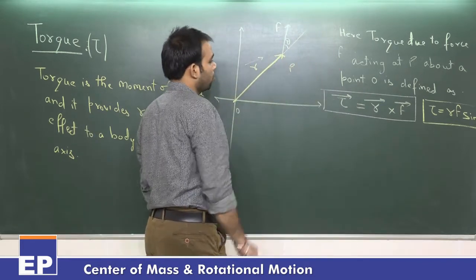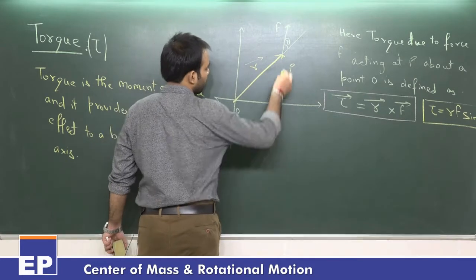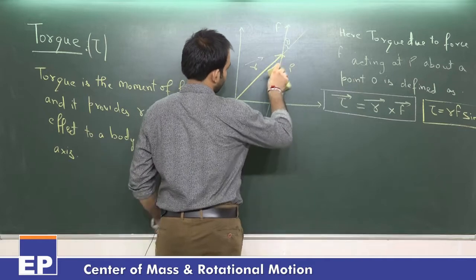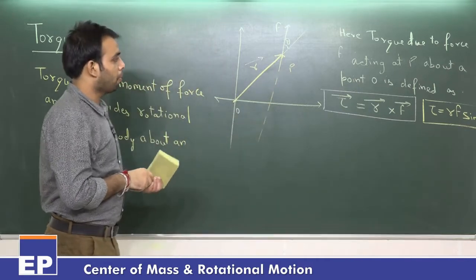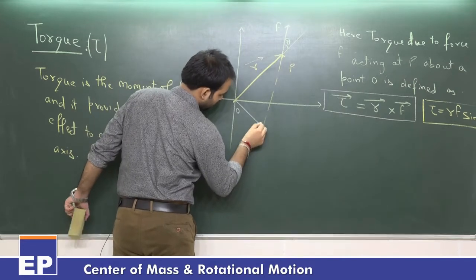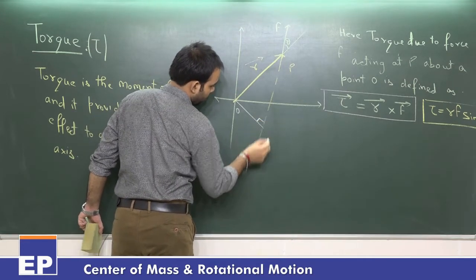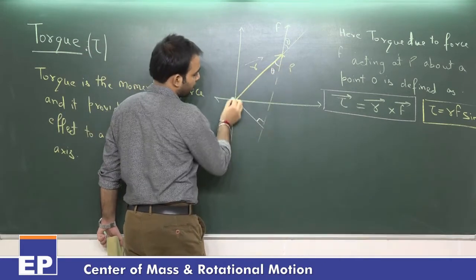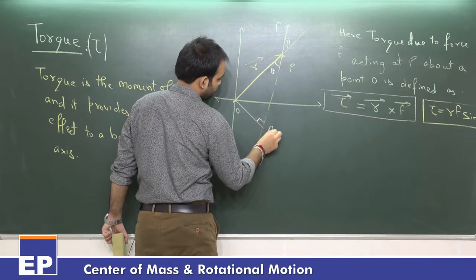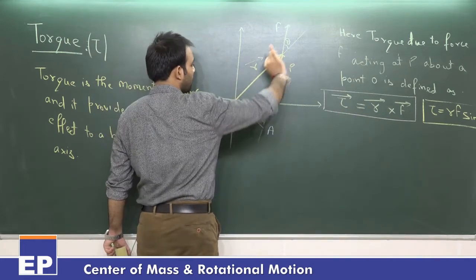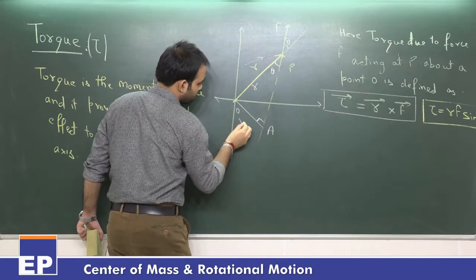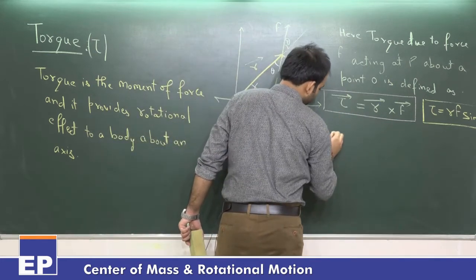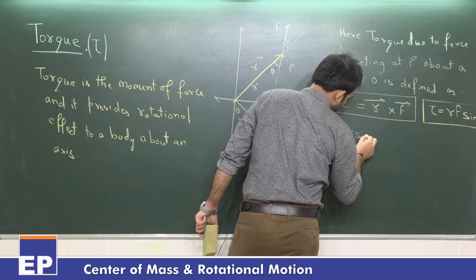If you look at it, you can easily see. People also often define it like this: extend this force a little, and now drop a perpendicular from there. This is the perpendicular I have drawn. If this angle is theta, this is also theta. This is the hypotenuse of this triangle. So how much is this, if I call it A? OP is R, so this comes out to be R sin theta. So tau is equal to R sin theta into F.